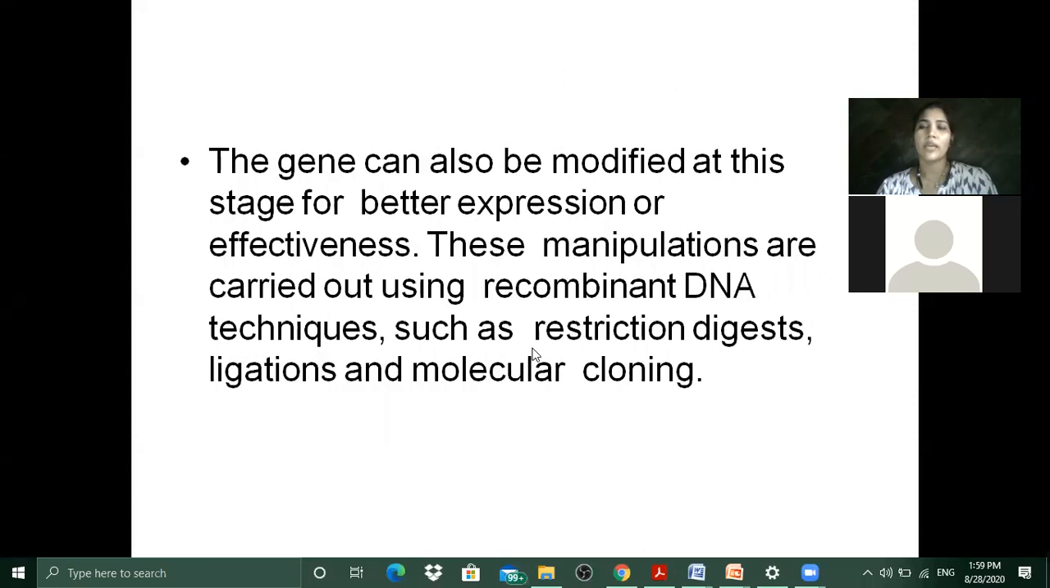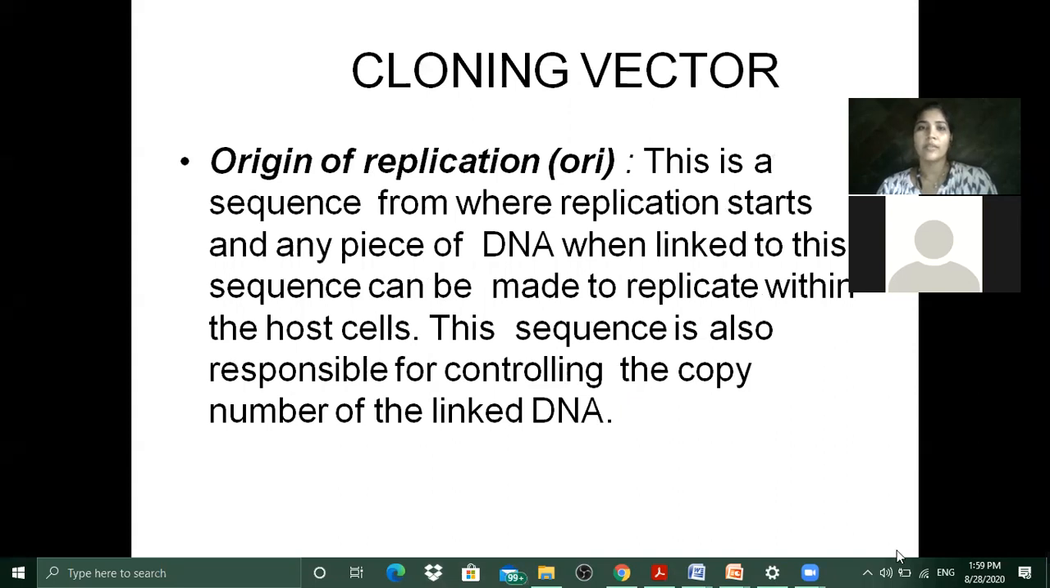So, what do you mean by ORI? You can type it in the chat box. I would like chemistry people to give answers. What do you mean by ORI? Yes, origin of replication. But what do you mean by origin of replication? It is where the replication will be starting.